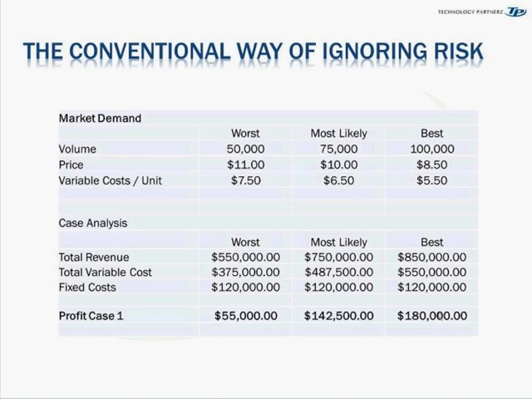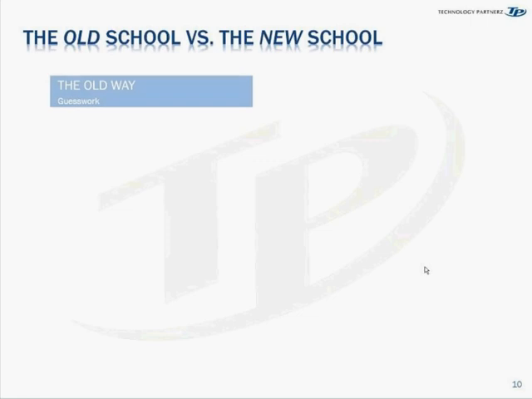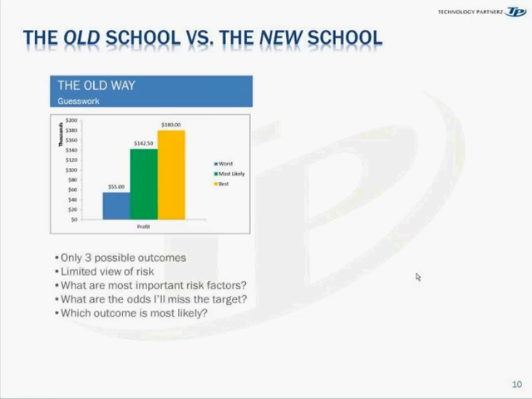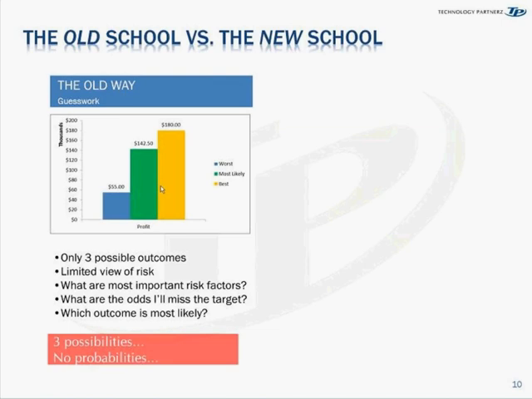But what does that mean? Let's see how this works. The old way is that we would take these and look at them. There are only 3 possible outcomes, so you have a pretty limited view of risk. You don't know what's making this number go up or down. You don't know what the odds are that you'll miss your number. And you don't know what number you should give to your boss. So you have 3 possibilities, no probability.